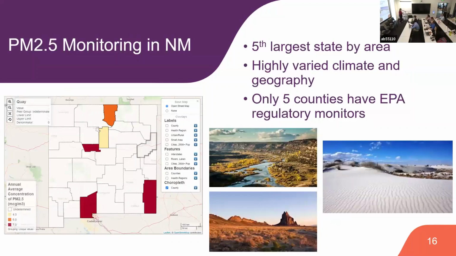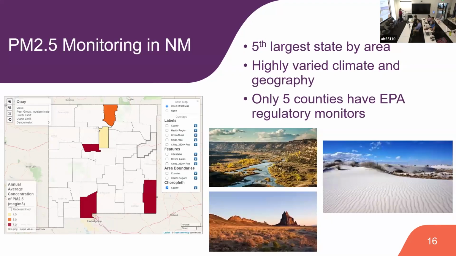So the first part I'll talk about is air quality and PM2.5 monitoring. New Mexico is the fifth largest state by area. We have about 2 million people, so we rank about 45th or 46th population density wise. Very varied climate and geography. It's not all just desert. We do have the southern tip of the Rockies. We have the Eastern Plains. We have White Sands. We have the high desert in the Northwest.